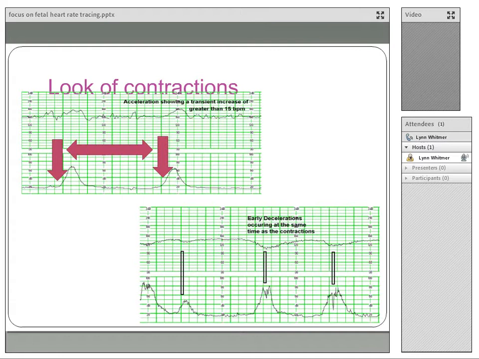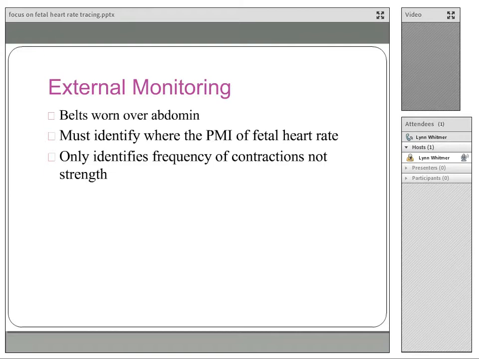All right. So external fetal monitoring, we put the belts over. Remember, we put one belt, one toco, across where we feel the contractions would be the strongest, and then also where we feel the PMI or the fetal heart rate would be, and that's usually at the back of the baby's neck. So you have to do Leopold's to determine position.